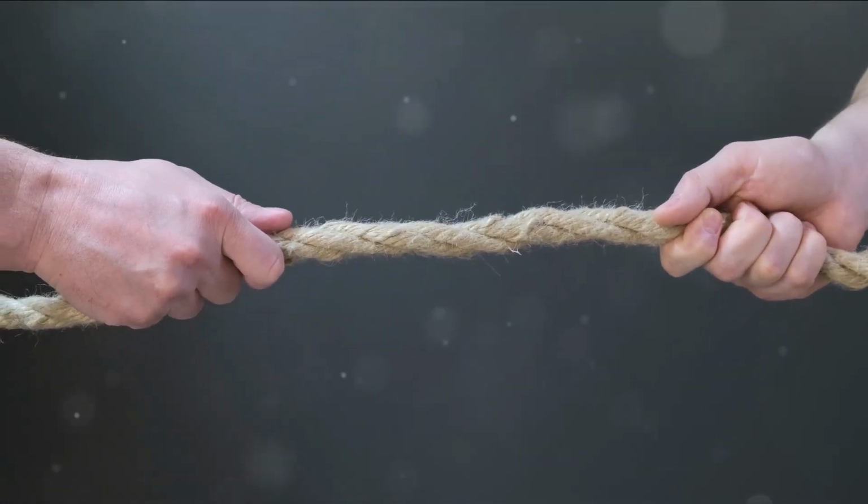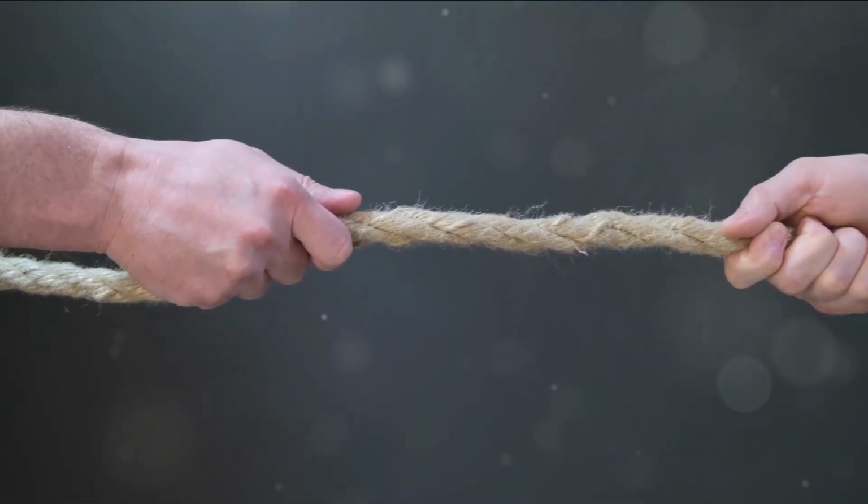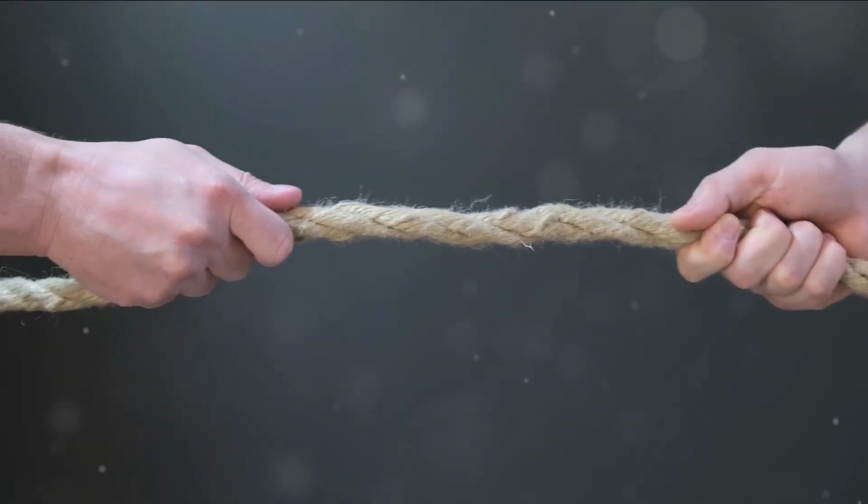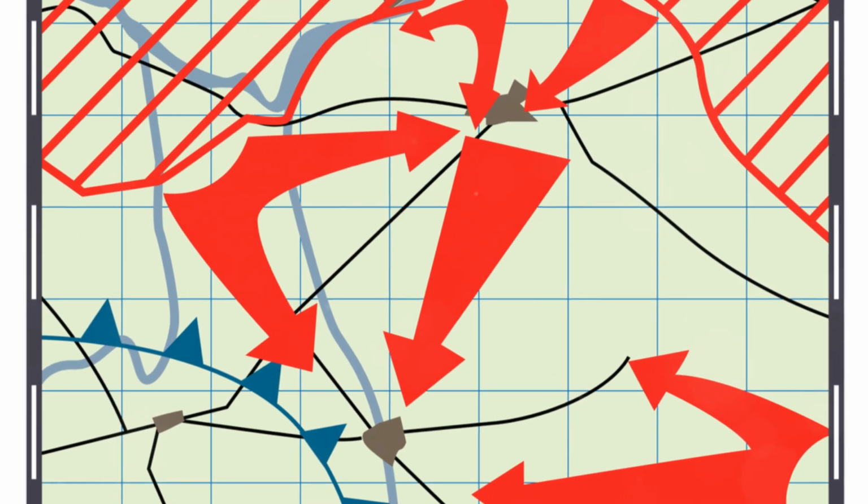Imagine pulling a rope in two directions at once. It's a bit like a tug of war, but with multiple ropes pulling in different directions. That's basically what vector decomposition is all about. It's about understanding how different forces or directions come together.